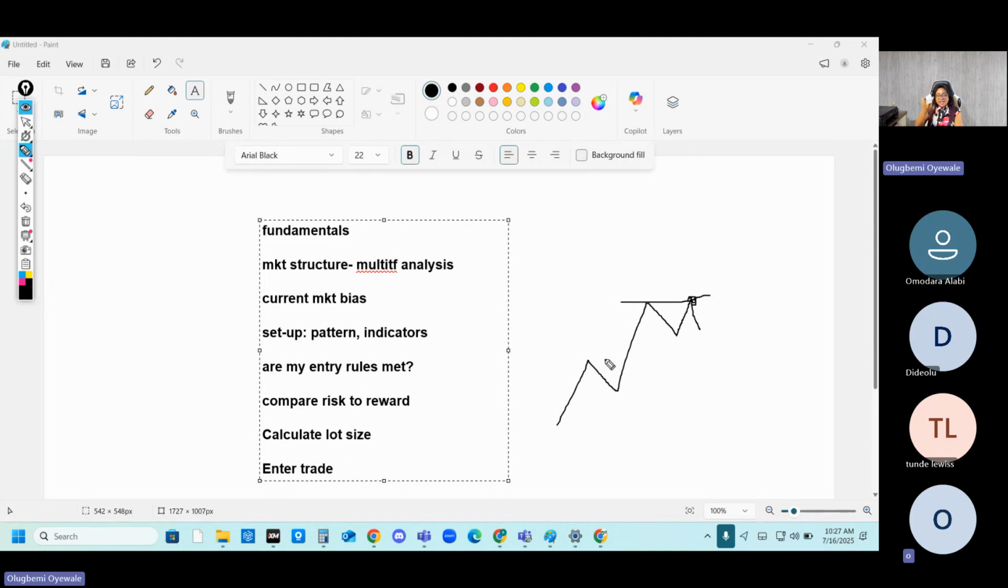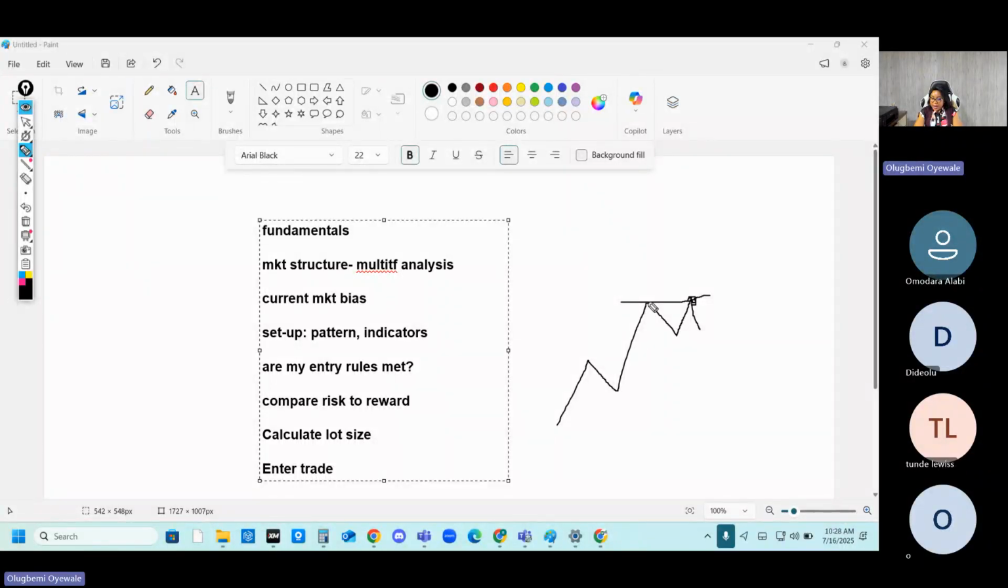You now look, is there a setup that fits in with the trade I want? This way, you are trying to follow the direction of what the market is showing you. You are not just bringing out a new direction just because you see one setup somewhere. Your setup should align with what you have decided you're going to do based on your analysis of the structure of the market. Now, you look at the setup.